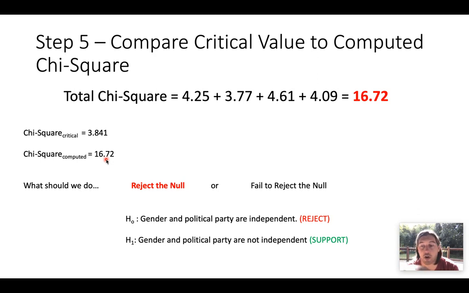And remember, we already established what our null hypothesis was. The null hypothesis is that gender and political party are independent. If we reject that null, it means we are supporting the idea that they are not independent. In other words, that gender impacts, right? It does impact. It is not independent of political party. So we reject the null in this case, and we are going to end up concluding that gender and political party are related. Right? They impact each other.